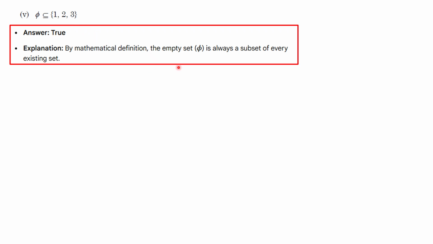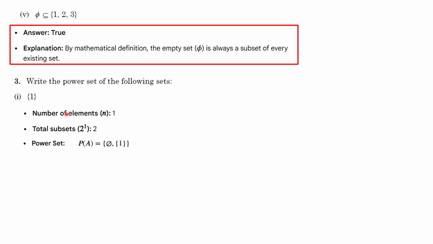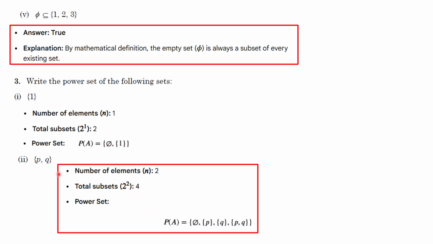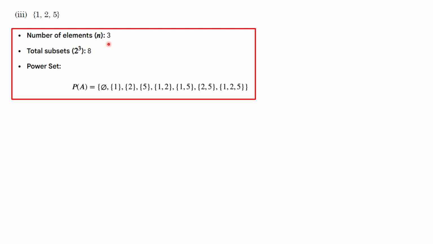Next, ϕ is a subset of 1, 2, 3. This is true because empty set is always a subset of every existing set. Write the power set of the following sets. First is 1. So number of elements is 1. Total subset is 2. So the power set is ϕ and 1. Next, P and Q, members 2, subset 4. So these are the power set. Next, 1, 2, 5. So members 3, total subset 8, and these are the power set elements.